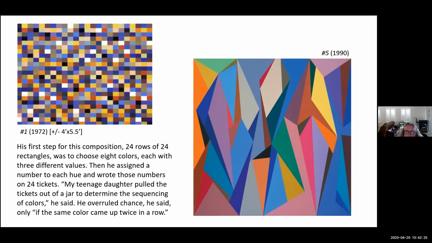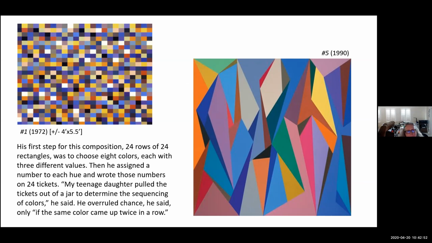And again, here on the right, we have a much later work of his. So here we have trapezoids and triangles in a much more elongated form, and these hard edges up next, abutting each other. Again, very geometric shapes and bright, saturated colors.